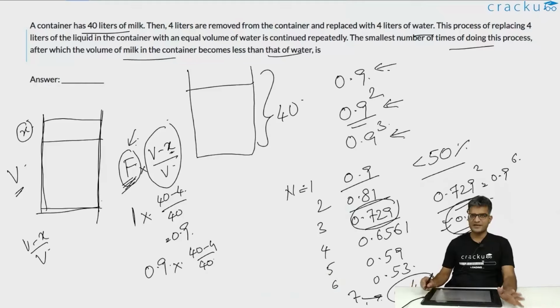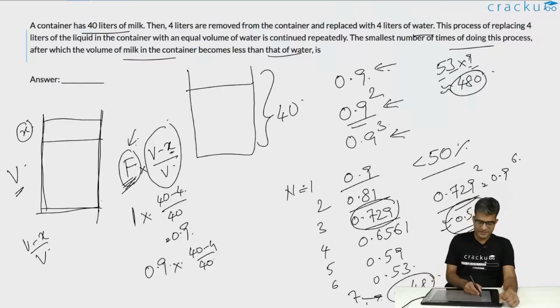Now just multiply this with 0.9, and even if you are not able to calculate it exactly, you can approximate that 53 into 9 will be approximately 480, because 50 into 9 is 450, 3 into 9 is 27, so this will be approximately 477. So using that also you can figure out that the answer will be equal to 7.